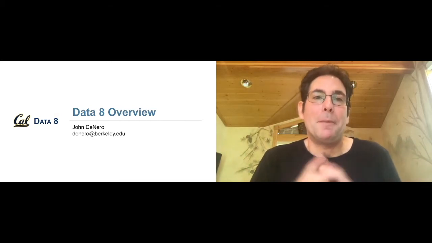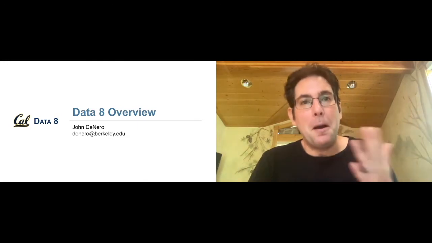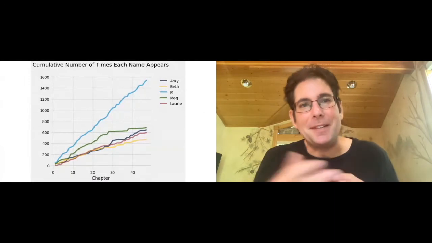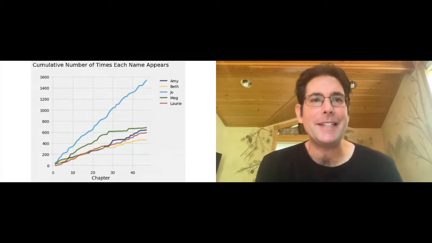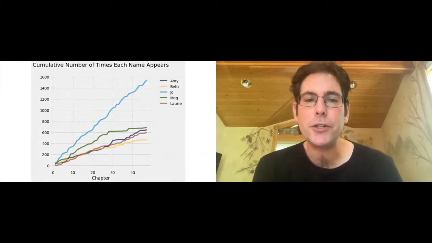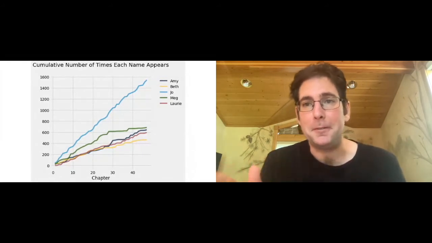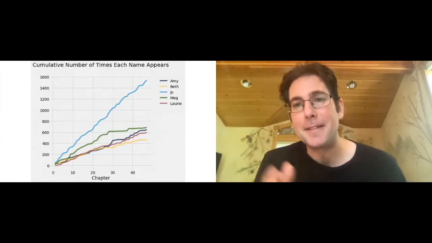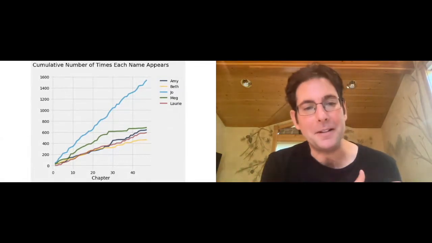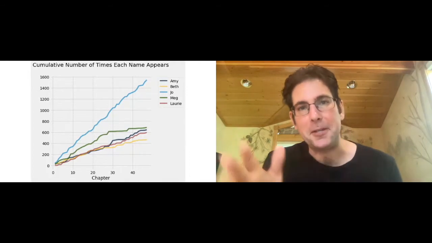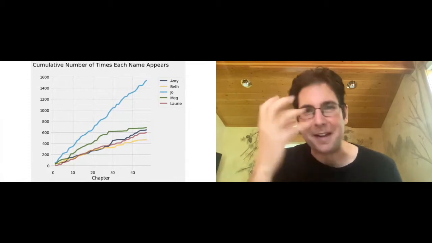But we can answer the following question, which is, who is the book about? So the final example on the first day is to generate this data visualization, which shows for each chapter in the book Little Women, how many times each main character has been mentioned so far in the book. And so these are a cumulative number of times each name appears. You can see from this who's the protagonist.